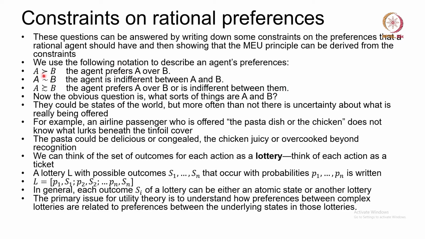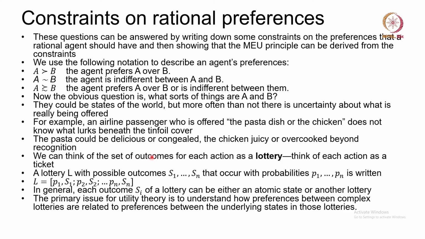When the agent prefers A over B, you denote it in this way. And when you denote it in this other way, it means that the agent is indifferent between A and B. It doesn't mind whether it chooses A or B. And this combined notation shows that the agent prefers A over B, or it is indifferent between them. So this is some notation that we are talking about. Now, if we look at an action, you are going to get a set of outcomes, right?